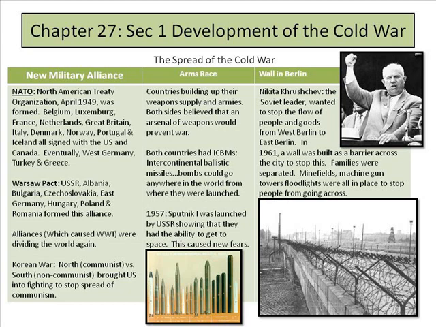He was so in an uproar, he wanted to stop the flow of people and goods from West Berlin to East Berlin. In 1961, he said, I have a great idea. Let's build a barrier, just like the Great Wall of China, but through the middle of this city. You see that barrier there. Families were separated. Minefields, machine guns, towers, floodlights. All were in place to stop people from going across.